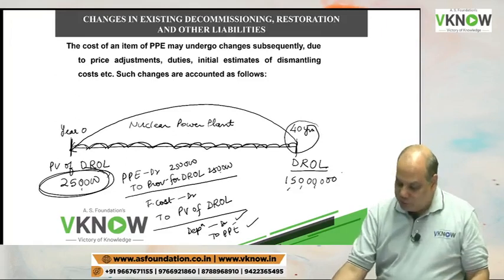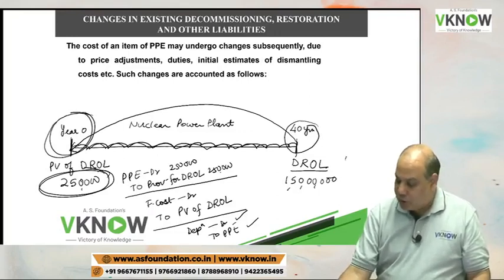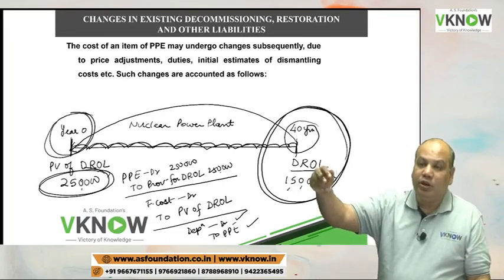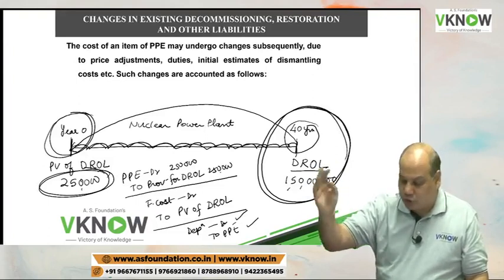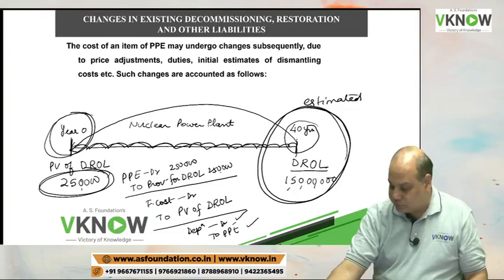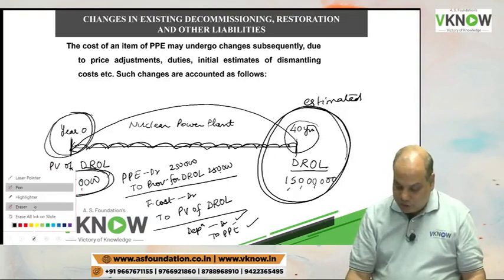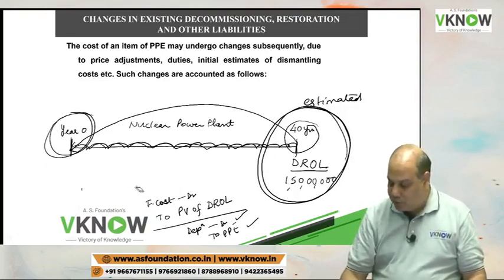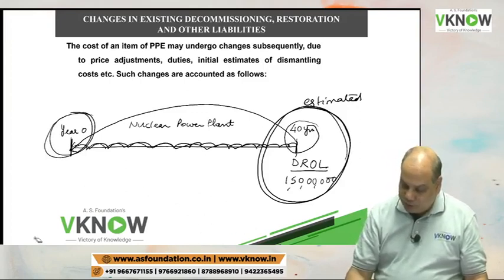The problem is, you are standing here today, year 0, and you are estimating how much amount will be incurred to restore the surface or the area after 40 years. So this is an estimated number. An estimate can change. So now the problem is, after some years, your estimate may change.